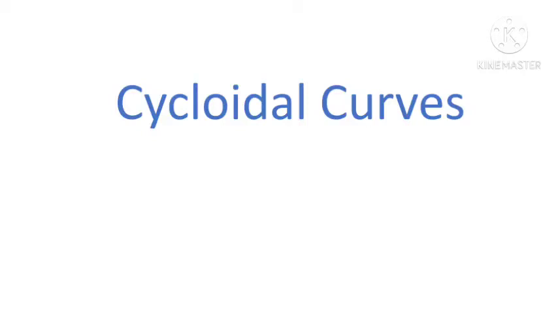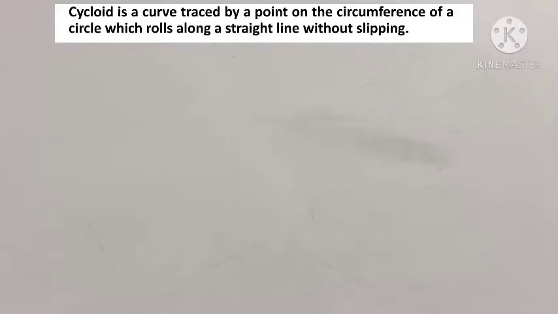Hello all, in this video I am going to demonstrate how the cycloidal curves are generated. Let me read the definition first. Cycloid is a curve traced by a point on the circumference of a circle which rolls along a straight line without slipping. Here the circle which rolls along the straight line is called the generating circle, and it will be rolling over a line, right? So that particular line is called the baseline or guiding line.